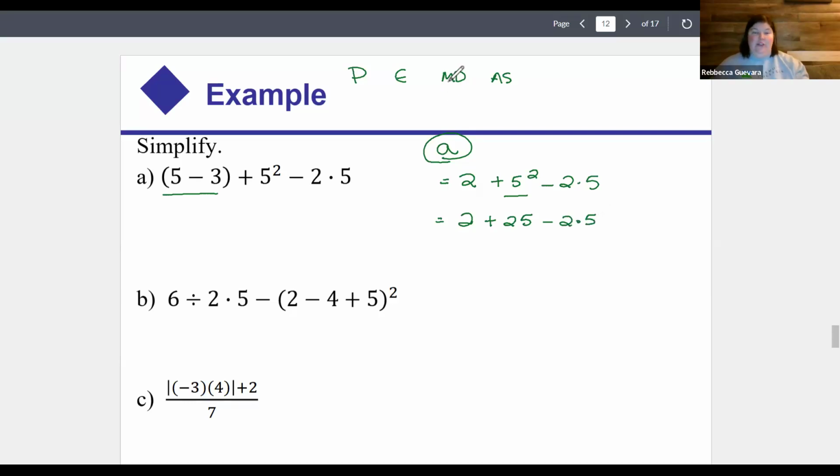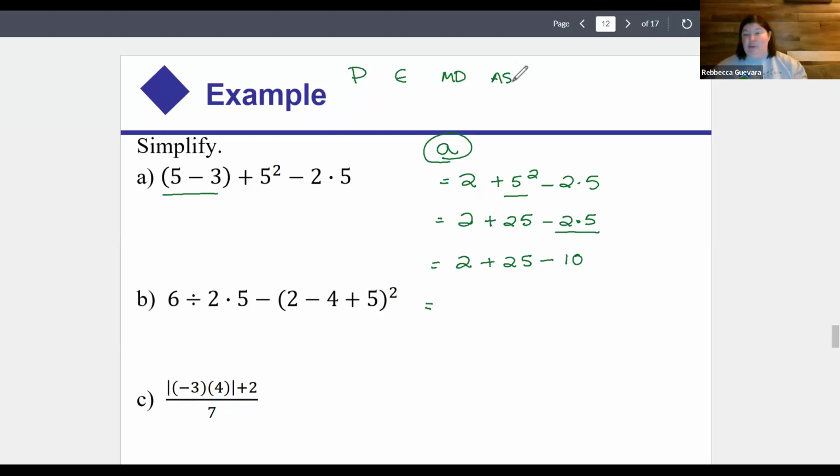Next, we have to do multiplication division, whichever comes first. Well, we only have one to worry about. Going left to right, this is where I run into any multiplication or division, so I have to deal with that. This is going to be 2 plus 25, and this is negative 2 times 5. So this becomes negative 10.